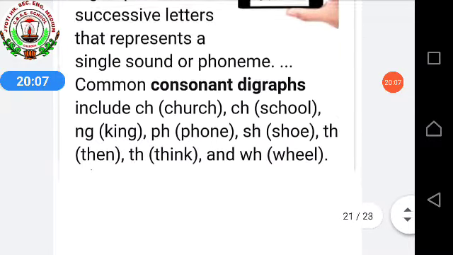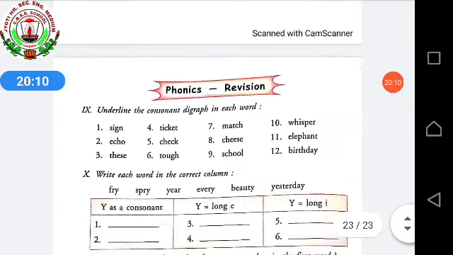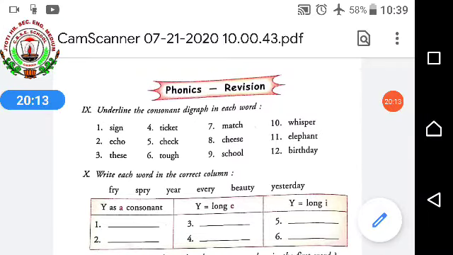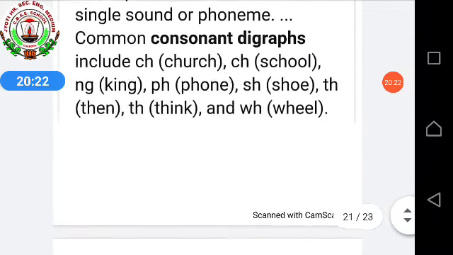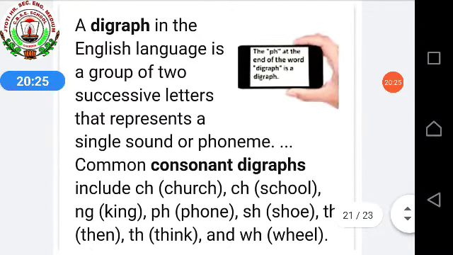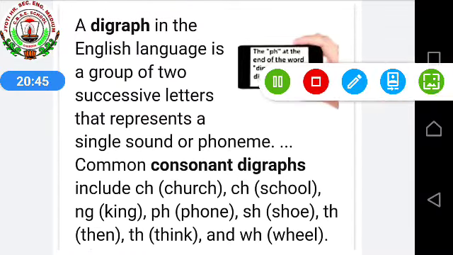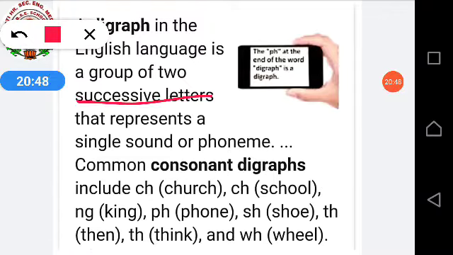Here it's given. I told you about phonics. See, phonics revision. Your next part will be phonics revision. So in this, underline the consonant digraph in each word. Okay, consonant digraph. Now what do you mean by consonant digraph? This we have learned in class 7th also, if you remember. A digraph in the English language is a group of two successive letters. Group of two. That could be CH, PH, SH, whatever. Successive letters that represent a single sound or phenomenon.